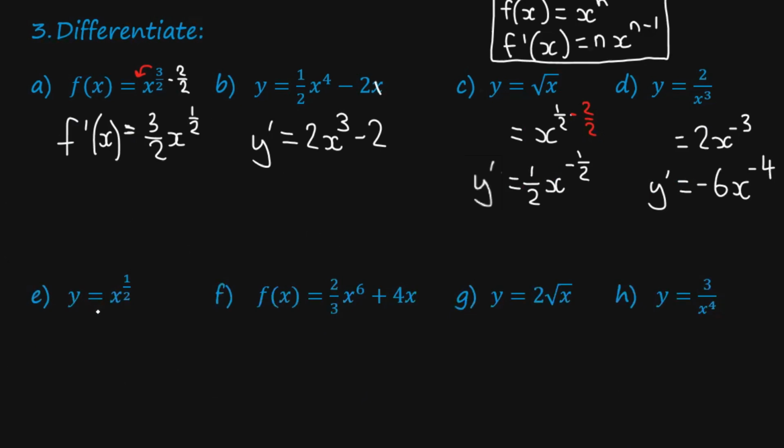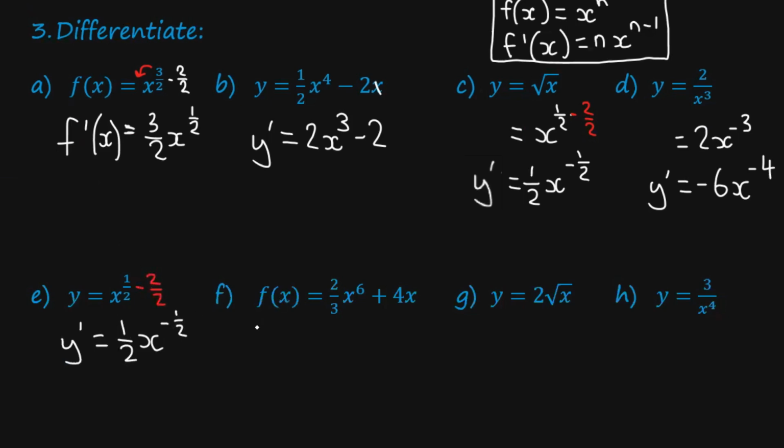Okay, so y equals x to the half. So this one is pretty simple. We just go the derivative equals, and we're going to take the half and put it at the front, and then we do a half minus, I might even show you, a half minus 2 over 2. And that's going to give us a negative half like that. Okay, so it's half x to the power of -1/2.